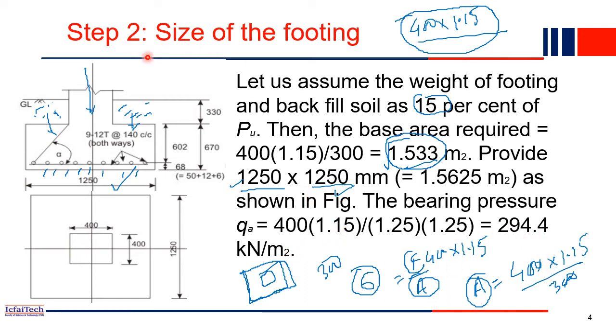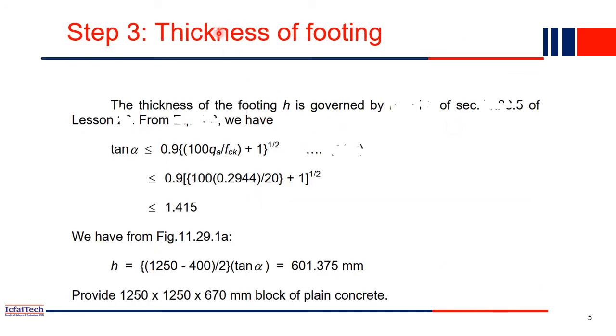So in step 2 we computed the size of the footing. Size of the footing means 1250 we just computed. Now we have to compute the height of the footing, this height, which we don't know yet. So our step 3 is the thickness of the footing. For the thickness computation, you will find the formulas again in the IS 456, clause 34.4. This is the formula for finding the thickness of the footing.